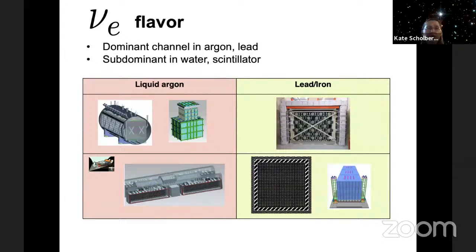Okay, so now let me talk about Nu-E. And this is actually one of the things I've been personally working on quite a bit recently. This is the dominant channel in argon and lead. It's subdominant in water and scintillator. Water and scintillator get some. But detectors like MicroBooNE and SBND at Fermilab, and then ICARUS and DUNE, which I'm going to say more about, that's really what the main signal is going to be. It's going to be Nu-E, electron flavor.